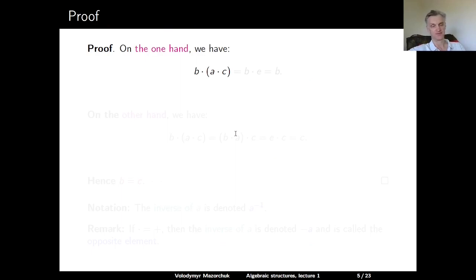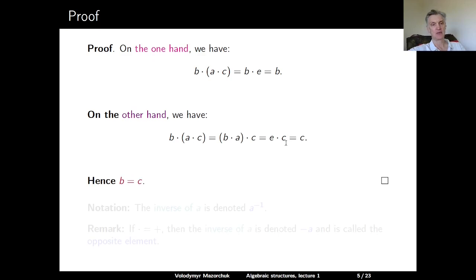So let us prove this. Let us compute the product of B with the product of A and C. On the one hand, the product of A and C is equal to E, so B times E is equal to B. On the other hand, the product of B with the product of A and C is equal to the product of B and A times C. So here we use the associativity of our operation. The product of B and A is E, and E times C is equal to C. And this implies that B is equal to C, and proves uniqueness of the inverse element.